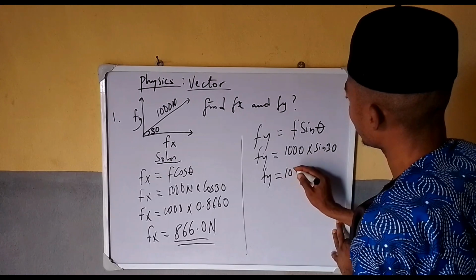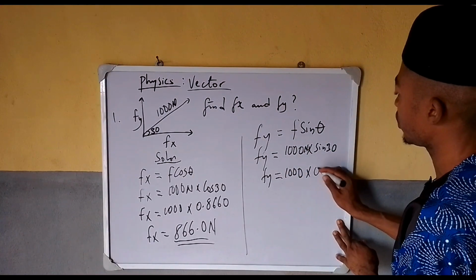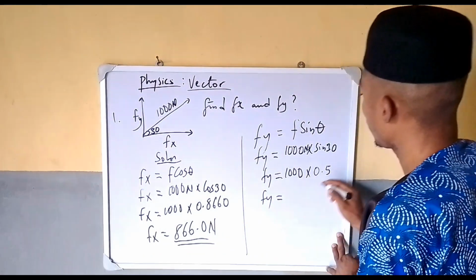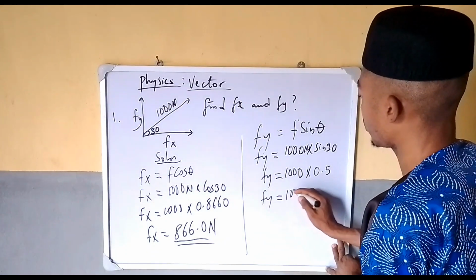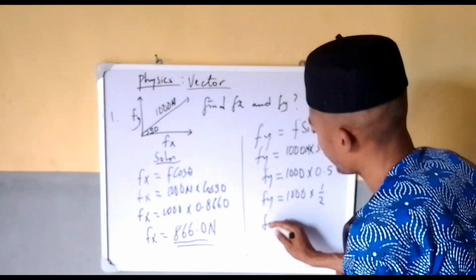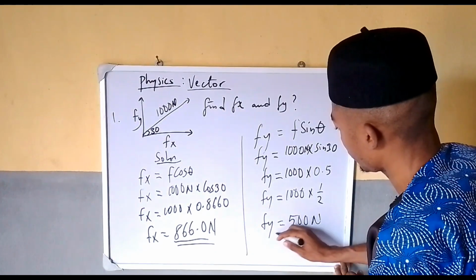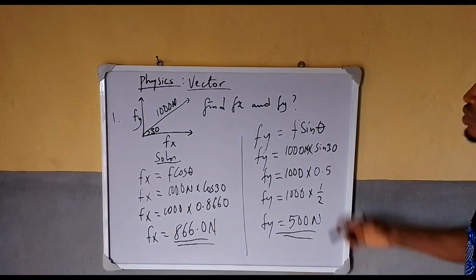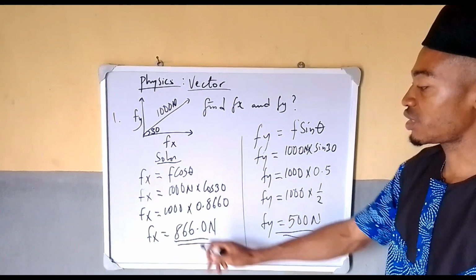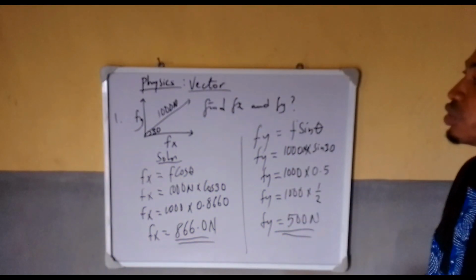Fy is equal to 1000 multiplied by sine 30. What is sine 30? 0.5. 0.5 is the same thing as 1 over 2. So Fy is 1000 multiplied by 1 over 2. So Fy is equal to 500 Newton. So you have got your Fx and Fy: Fx is 866.0 Newton and Fy is 500 Newton.